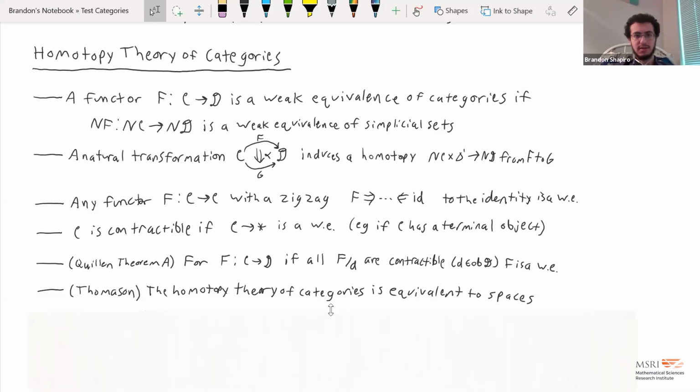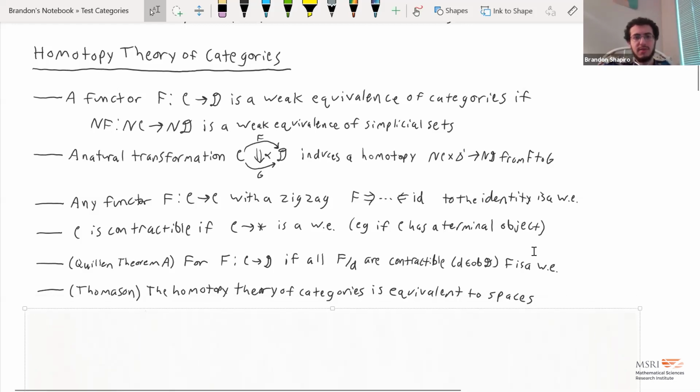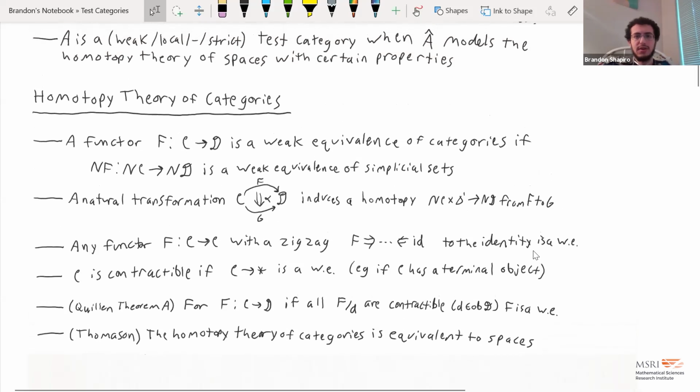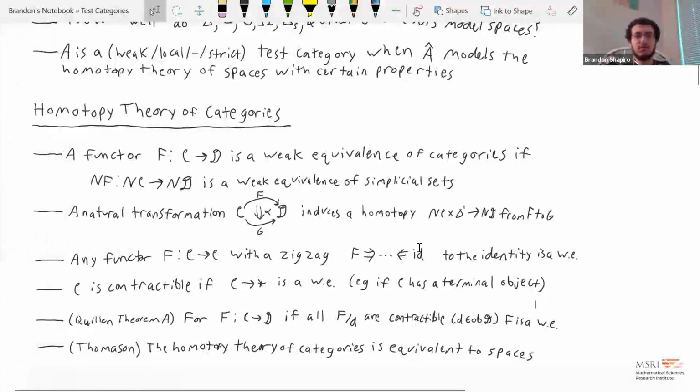And lastly, the reason we care about the homotopy theory of categories right now is because it actually turns out to be equivalent to spaces. Thomason put a model structure on categories that is Quillen equivalent to spaces. While I'm not going to talk about model structures today, this means that we only really need to compare the categories A hat to Cat. We only need to compare their homotopy theories to that of Cat. So we can, for the time being, cut spaces out entirely, which will be convenient.